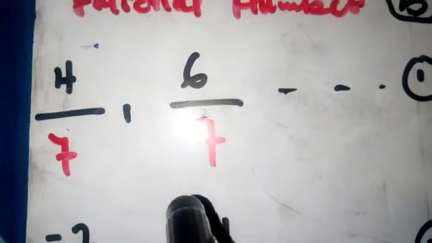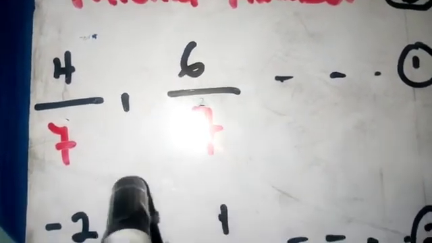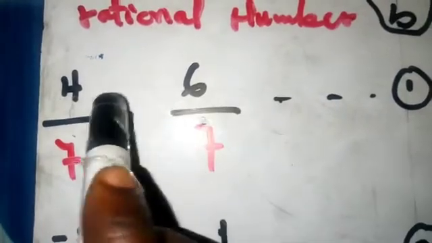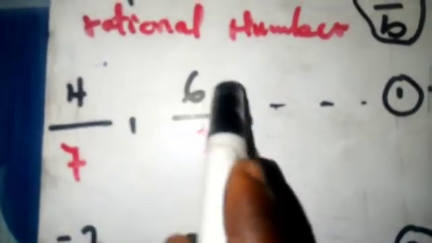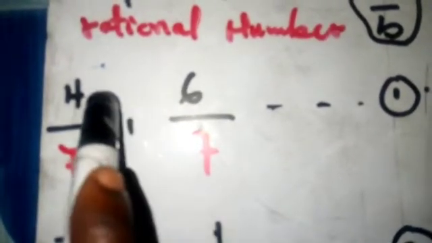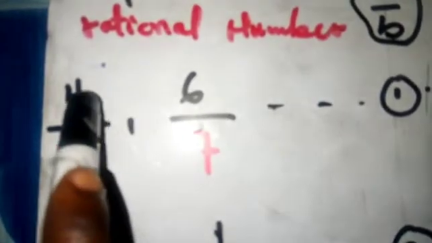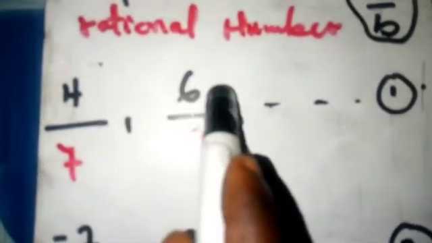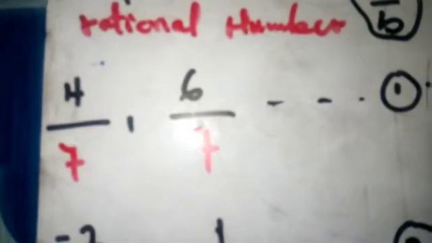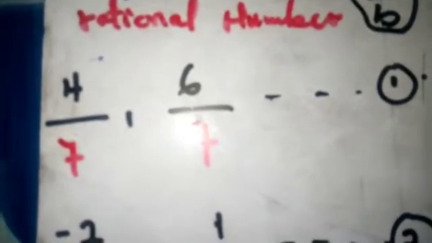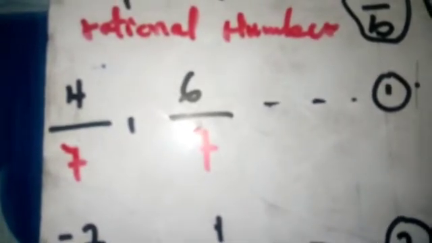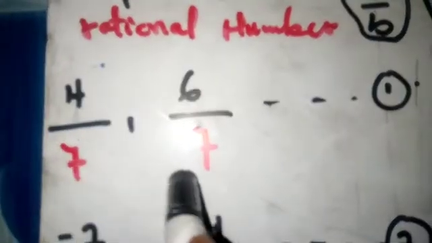The third one is that since the denominators are the same, we just have to check the numerators, the top numbers. We know how to compare these. Of course, this 4 is the smallest one and the 6 is the biggest, or the largest number. Therefore, we can say that this one is smaller than this one.